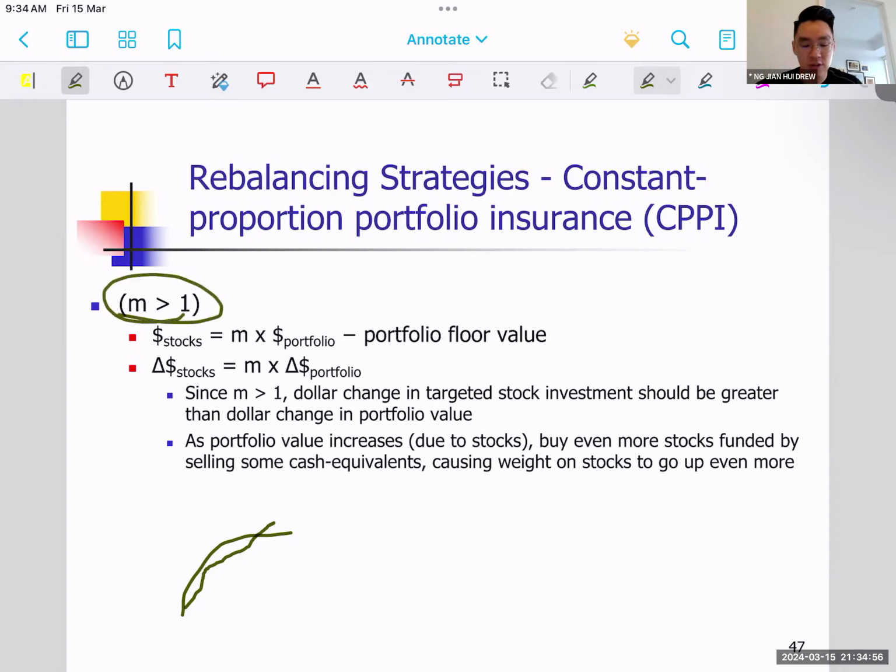And which is why your M is equal to what? More than one, sorry. M is more than one. Because in the rebalancing case, we are selling away all our risk-free asset until the floor, of course, to buy more and more stocks that are rising.